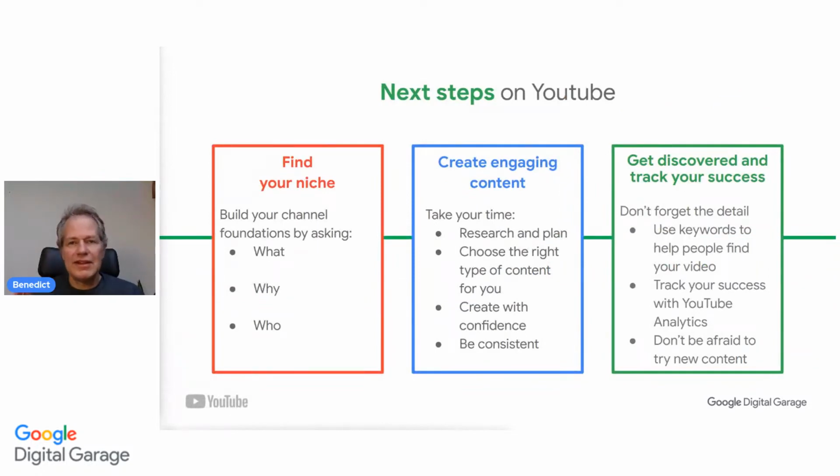So first of all, the next steps: find your niche. Build your channel and foundations by asking what, why, who. Create engaging content. Take your time, research and plan. Choose the right type of content for you. Create with confidence. Be consistent. Get discovered and track your success. Don't forget the detail. Use keywords to help people find your video. Track your success with YouTube analytics, and don't be afraid to try new content.